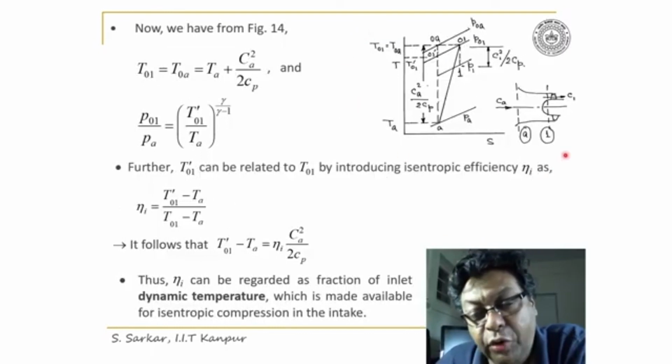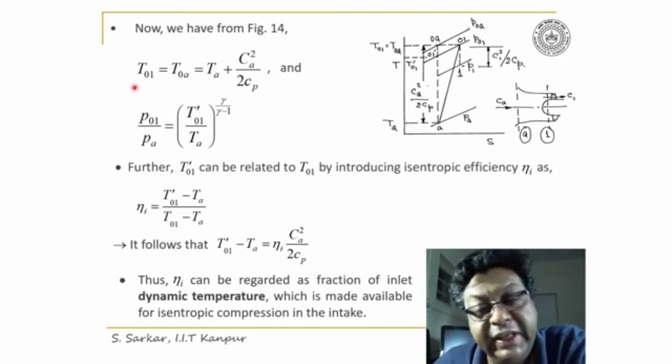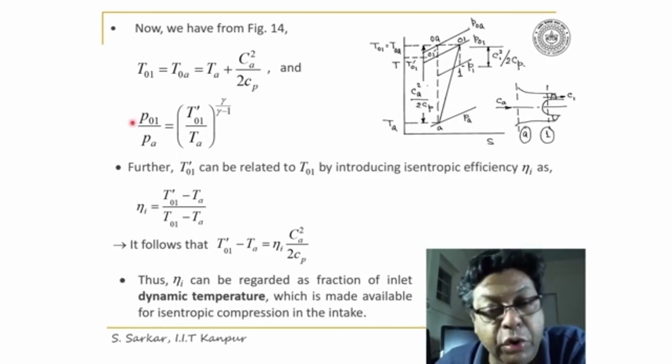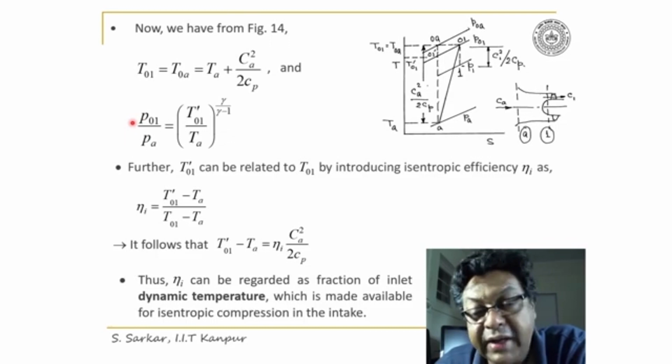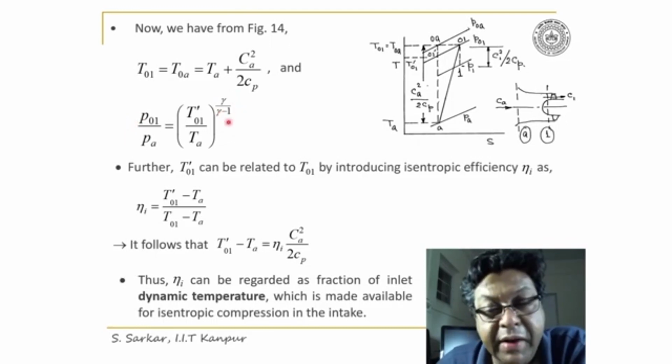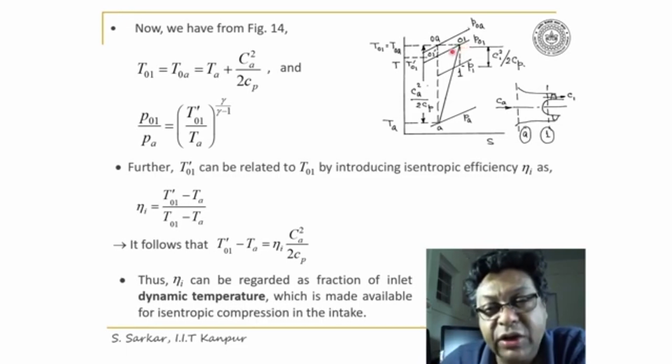After explanation of flow through the intake in TS diagram, now I can establish the equation for the intake as T01 is equal to T0A is equal to TA plus CA square divided by twice CP, and P01 divided by PA is equal to T01 dash by TA to the power gamma divided by gamma minus 1, where 01 dash is the isentropic state point and 01 is the actual state point, that is actual condition after diffusion of air in the intake.